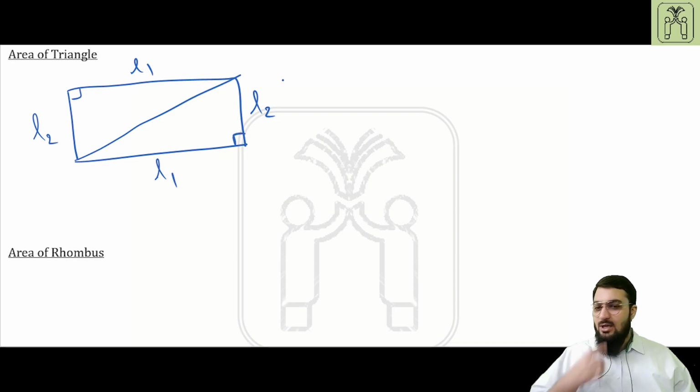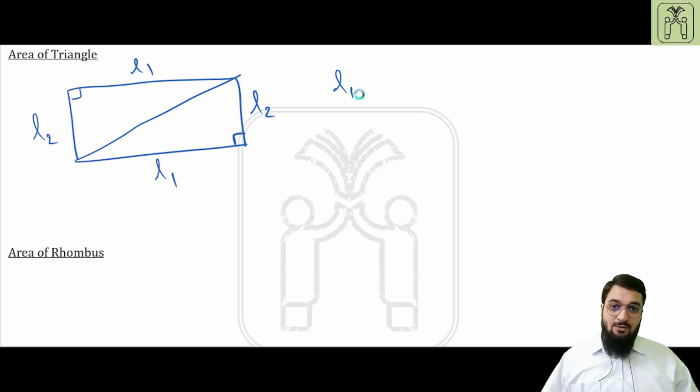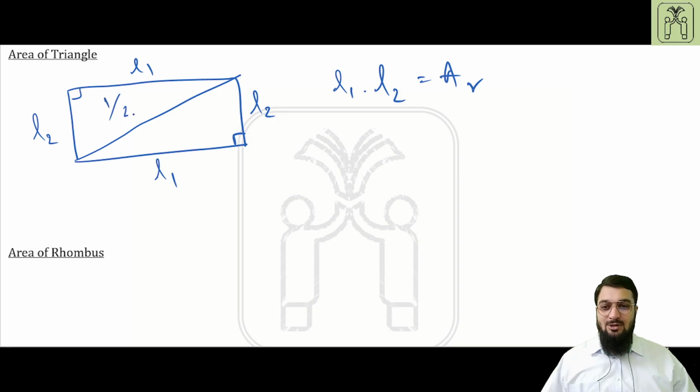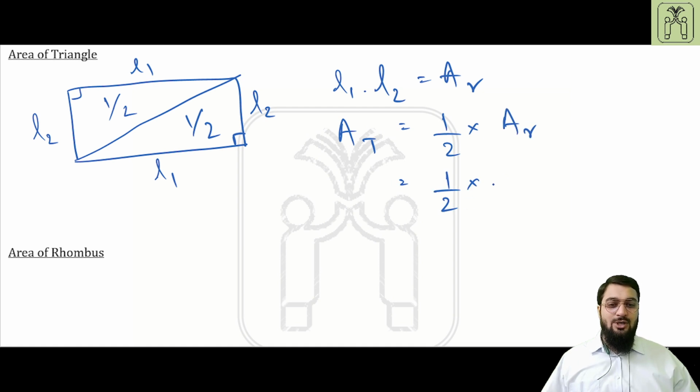So the area of a triangle is what? L1 into L2 is the area of the rectangle, but for a triangle, we have divided it into two equal parts, that is 1 upon 2 and 1 upon 2. So for the area of a triangle, we multiply the area of the rectangle by 1 upon 2, and we get the answer as 1 upon 2 into L1 into L2.